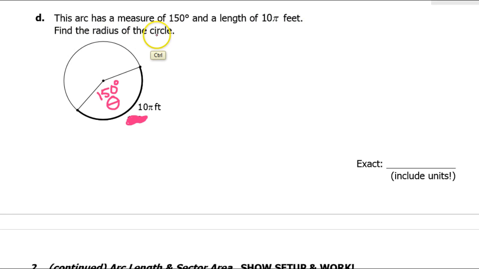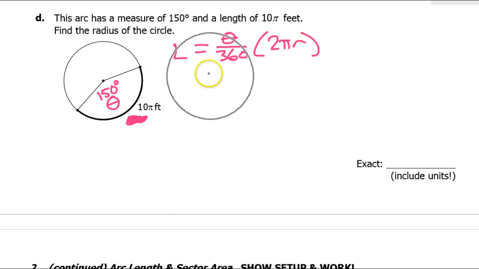Find the radius of the circle. Well, we are given arc length. So let's start by writing the arc length formula. Arc length is always some fraction of the length of the entire circle. Well, that's the circumference, which is 2 pi r. So it's some fraction of the circumference, that's the arc length.